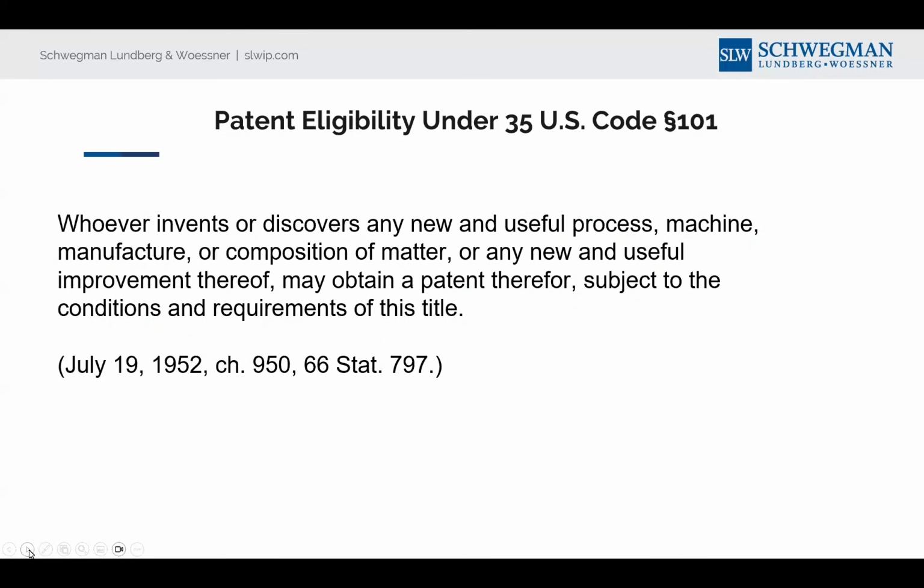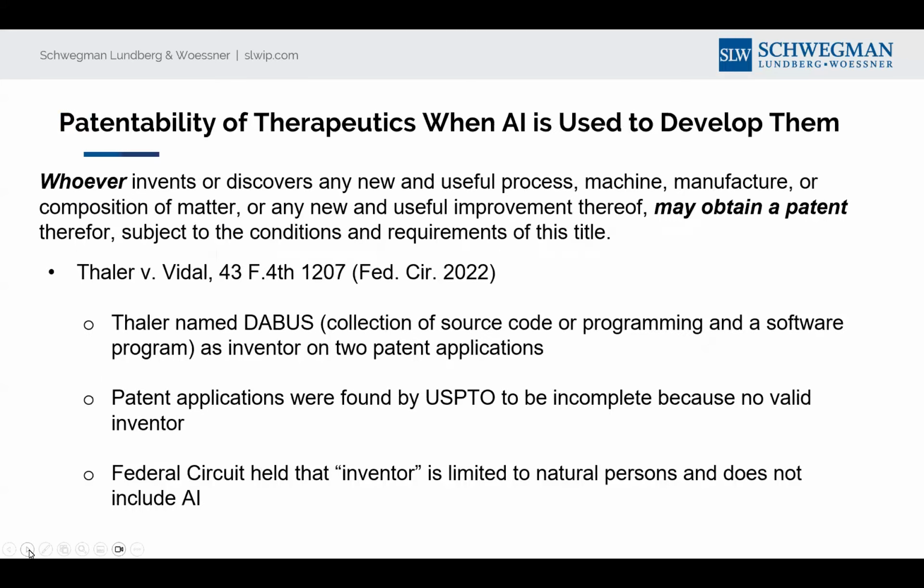So this is just the statute itself, and as you can see, it's from 1952, and it's pretty straightforward about being able to obtain a patent for new useful improvements. This has started to come up more. Can you go to the next slide, please? I'll explain a little better. Thanks.